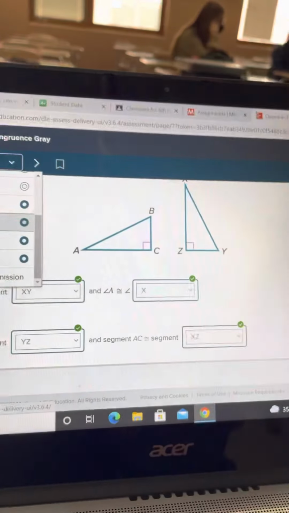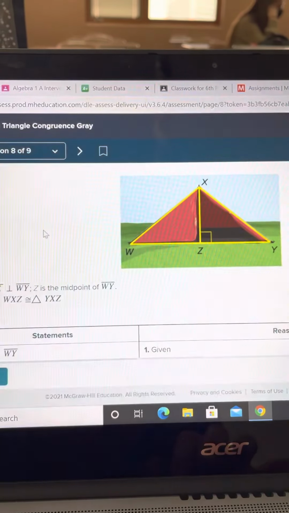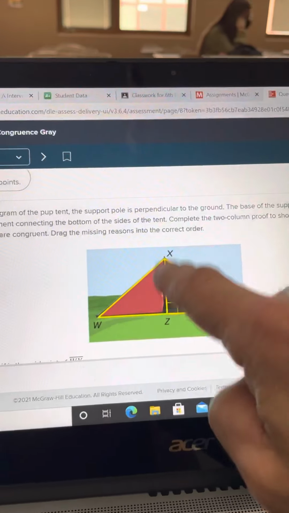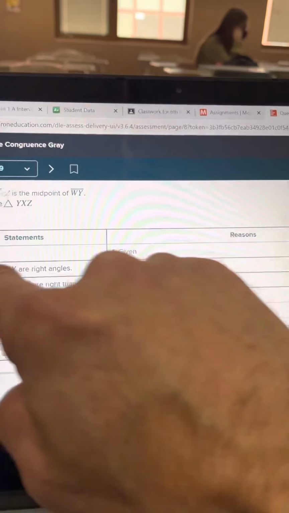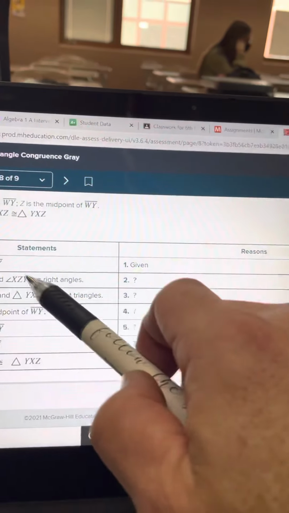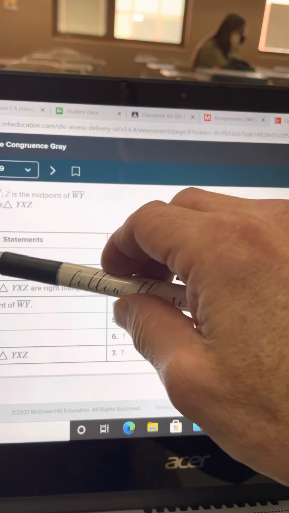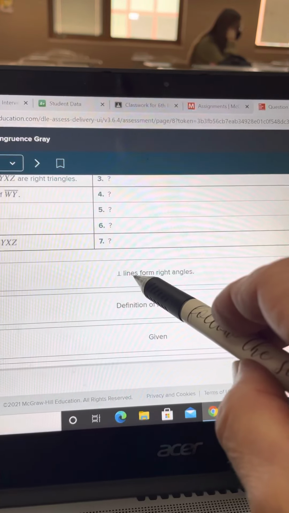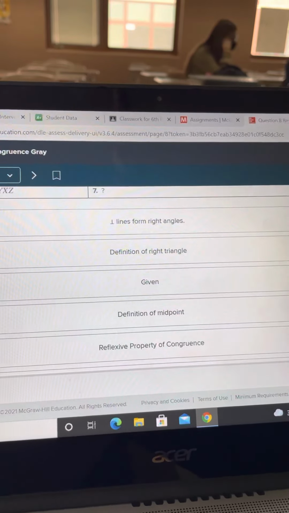For number 8. Okay, we have to finish this proof using these sides for these two triangles. So you have here that XZW and XZY are right angles. We were given that XZ is perpendicular to WY. So that's going to be perpendicular lines form right angles. And the way you work this is you just put these in order down here in this answer box.